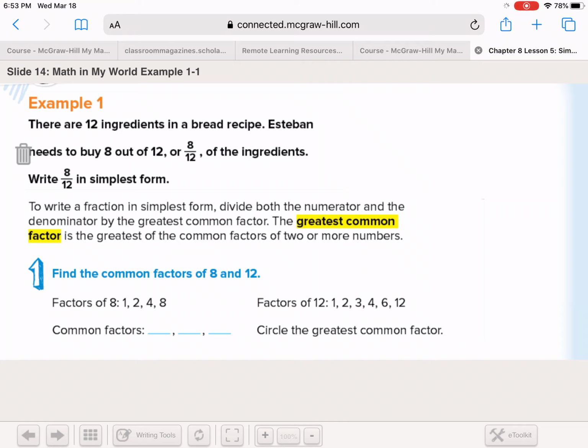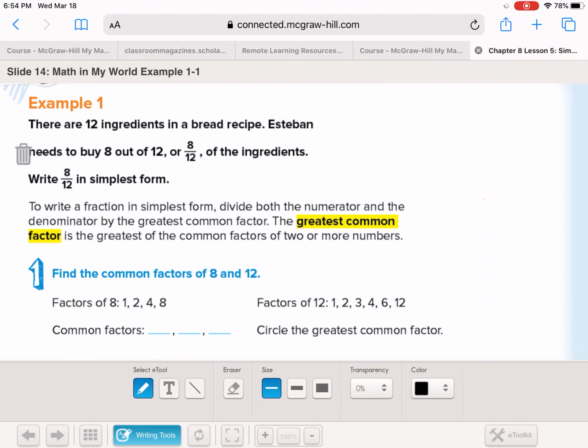All right. So I'm on page 511. Okay. So you should be on page 511. There are 12 ingredients in a bread recipe. Esteban needs to buy 8 out of 12, or 8/12 of the ingredients, right? 8/12 in simplest form. So they made it really easy for us because they gave you the factors here.